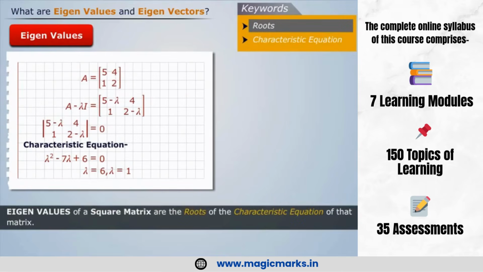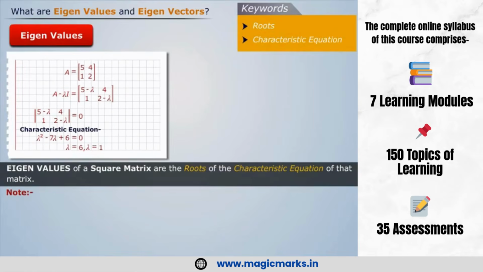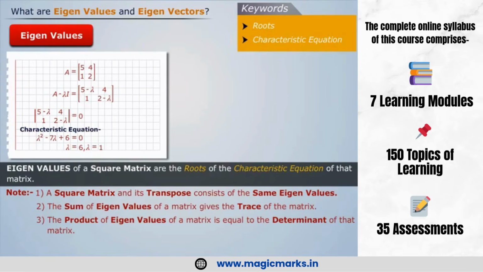Thus, eigenvalues of a square matrix are the roots of the characteristic equation of that matrix. Note that a square matrix and its transpose consist of the same eigenvalues. The sum of eigenvalues of a matrix gives the trace of the matrix, and the product of eigenvalues of a matrix is equal to the determinant of that matrix.